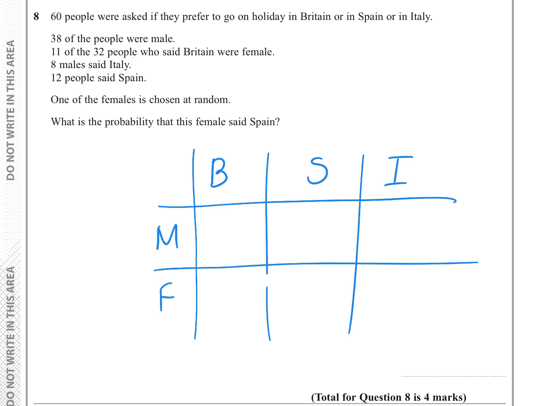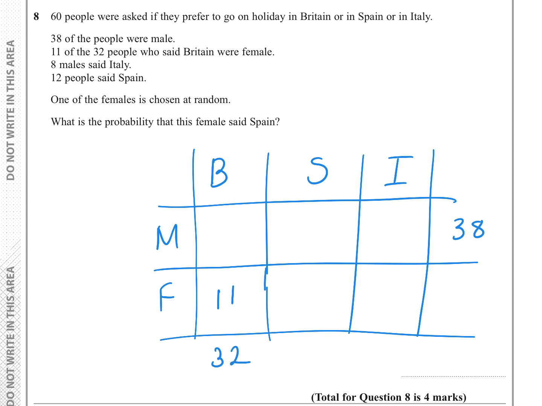So we can have a nice table here. And 38 of the people were male. 11 of the 32 people who said Britain were female. So 11 of the people that said Britain, of the 32 people that said Britain, so that means that column adds up to 32, so that means this one must be 21.